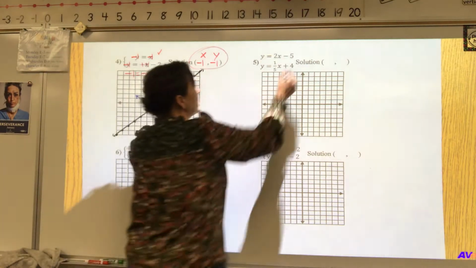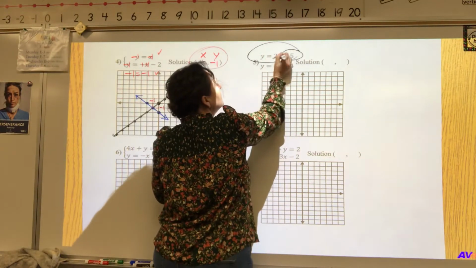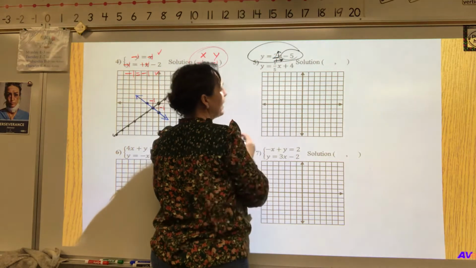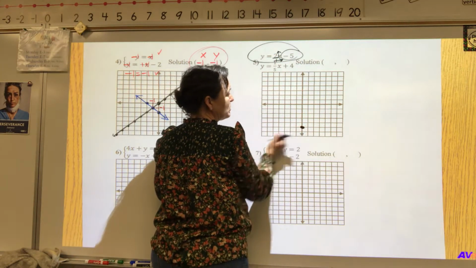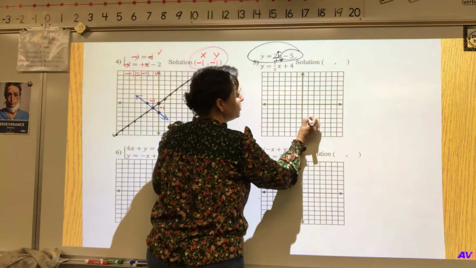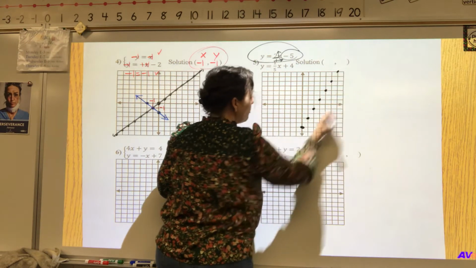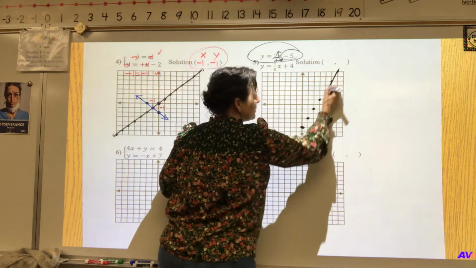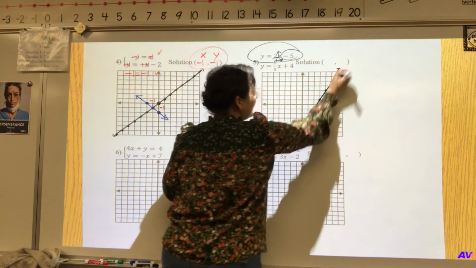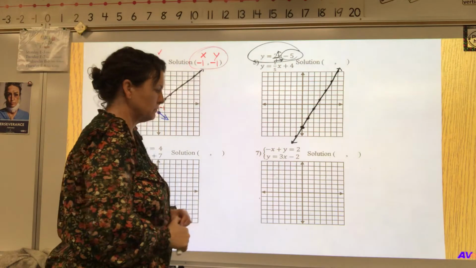I'm going to do the top one in black. It's a rise 2, go to the right 1. We're going to start at -5, which is down here. I'm going to go up 2 and over 1. And I'm going to expand it the whole way because honestly, I don't know where this sucker intersects. I don't know where the answer is, that solution, right?